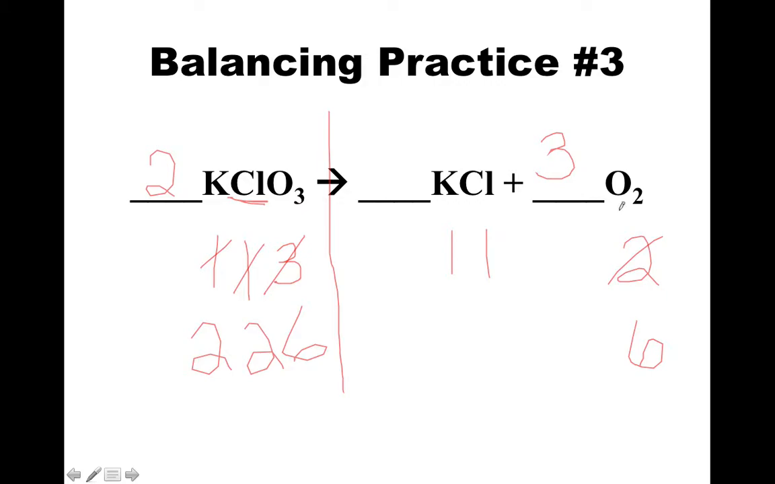Okay, now my oxygens are balanced, but my potassium and chlorines aren't. So I have 2 on this side, 1 on this side. So what can I multiply times 1 to give me 2? And that answer is 2. All right, so 2 times 1 is 2. And 2 times 1 is 2 as well. Oops, let me get this written. Oops, sorry. There we go. So now I have a balanced equation where 2 is in front of this compound, 2 is in front of this compound, and a 3 is in front of this one.